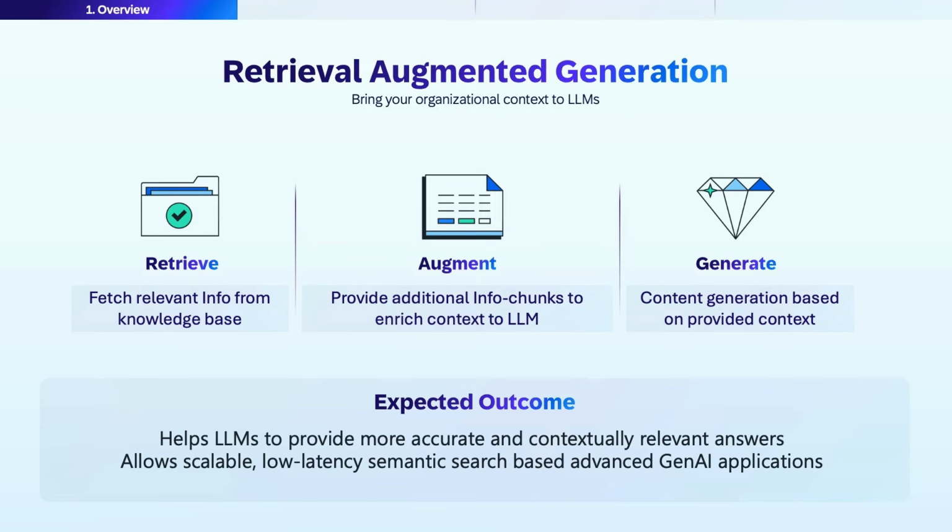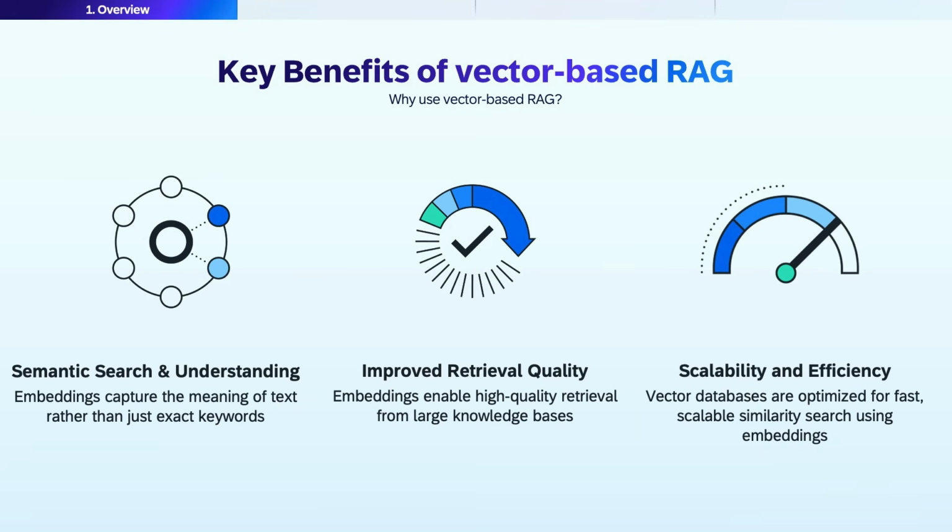Why should you use a vector-based RAG technique in your generative AI scenarios? Well, there are three main benefits. First one is semantic search and understanding. RAG leverages vector embeddings for content representation, which captures the meaning of the text rather than just the keywords, thus semantically understanding the content. Second is improved retrieval quality because vector embedding has good semantic understanding. Retrieved results are of a higher quality and relevance to the query asked by the user.